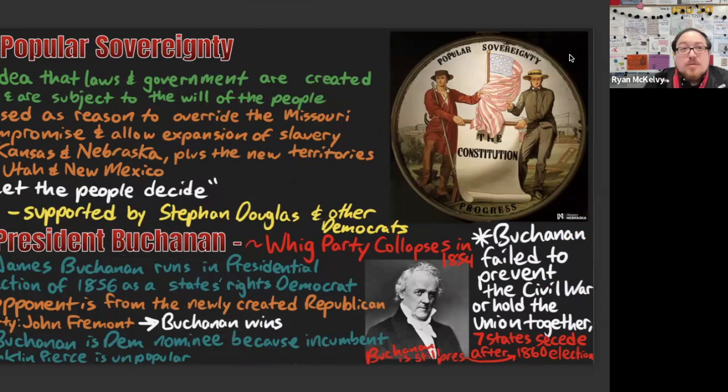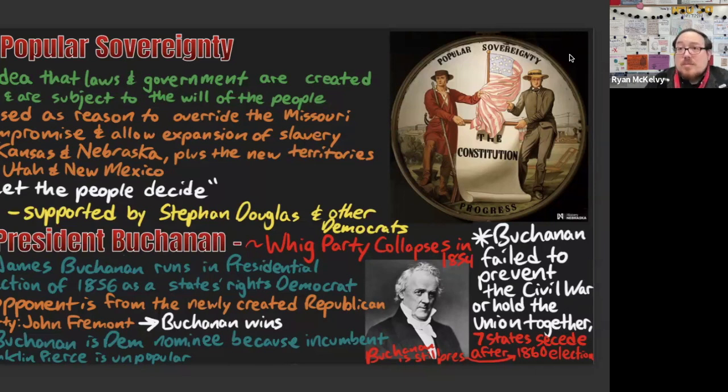Going back to what we mentioned before, this idea of popular sovereignty, this idea that laws and government are created and subject to the will of the people. This was used to override the Missouri Compromise and expand with the Kansas-Nebraska Act to allow the people to decide, which was supported by Stephen Douglas. This will be the collapse of the Whig Party, leading to basically, once again, we only have one party, the Democratic Party.